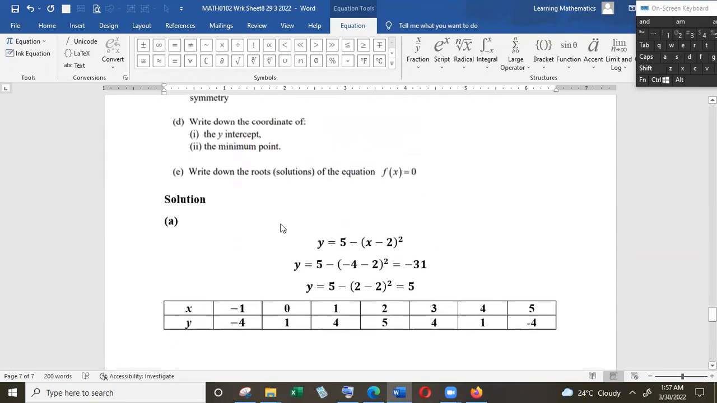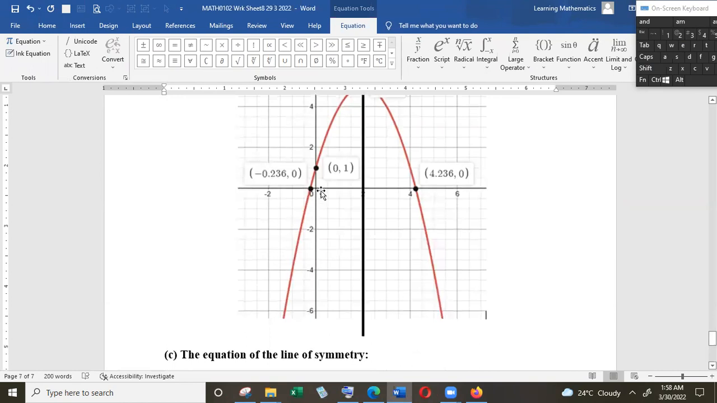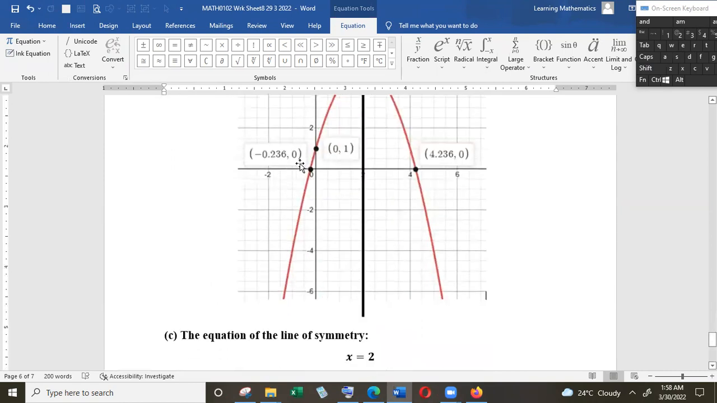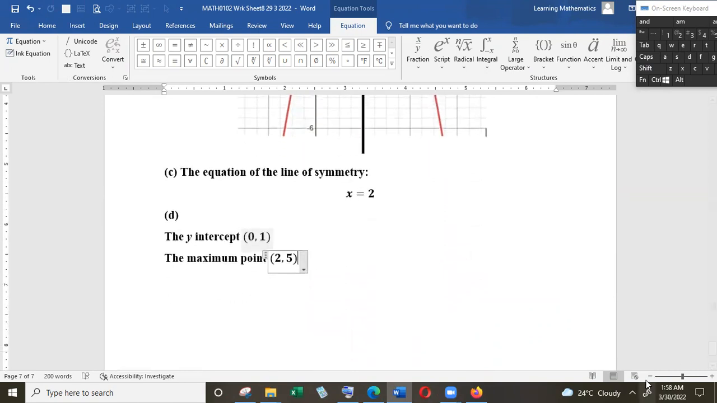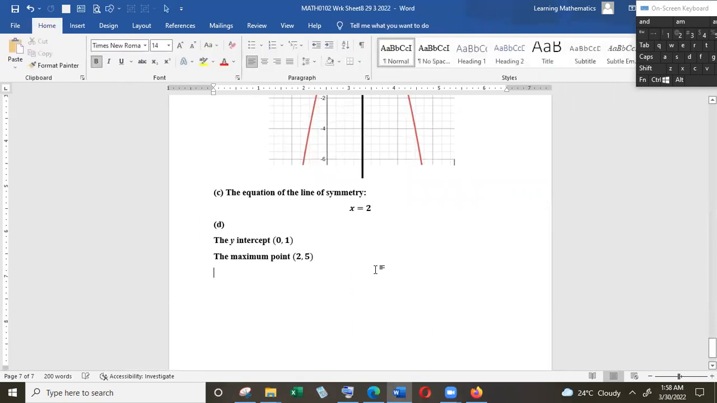And part E, write down the roots of the equation. The roots are where the graph touches the x-axis. These are the roots. That's where y is equal to 0. Okay. We're clearly saying that f of x is just another way of writing y. So y is equal to 0. That's on the x-axis, and here it is. That's your y is equal to 0. So that's E.